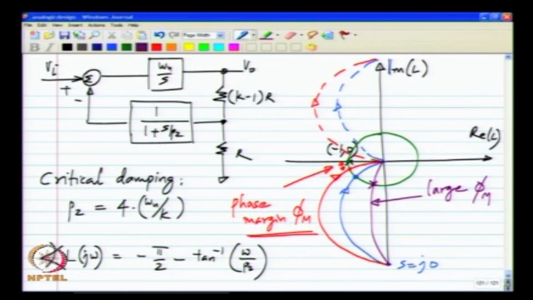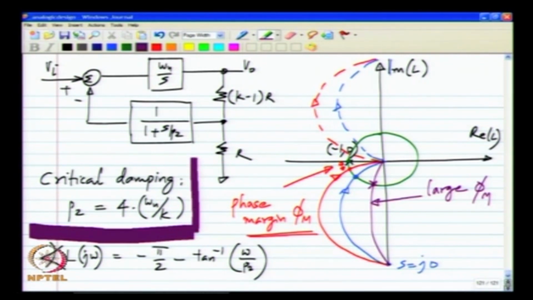Okay. Now how is this useful? Because we have already calculated for a second order system the condition for critical damping, P2 should be 4 times omega u by k. So what we do is, we know that this is a good case, right. So what we do is we calculate the phase margin corresponding to this case and impose it for higher order systems also, because we cannot calculate the time domain response of higher order systems very conveniently.